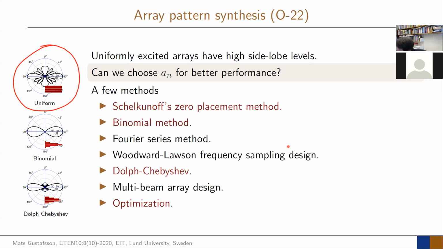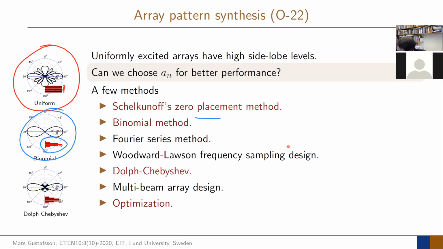The red bars here show in these cases the coefficients. So the amplitudes of the coefficients are all the same in this case. Then here comes a new array. This is what's called a binomial array. We will look at that one. And now you can see that the side lobe disappeared. And the price I pay in these cases is that I have different amplitudes of my excitation coefficients.